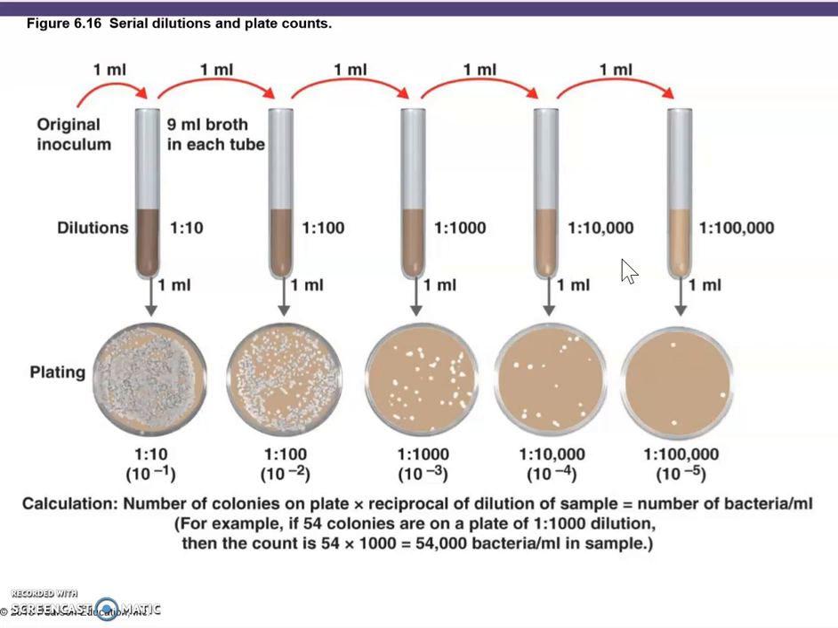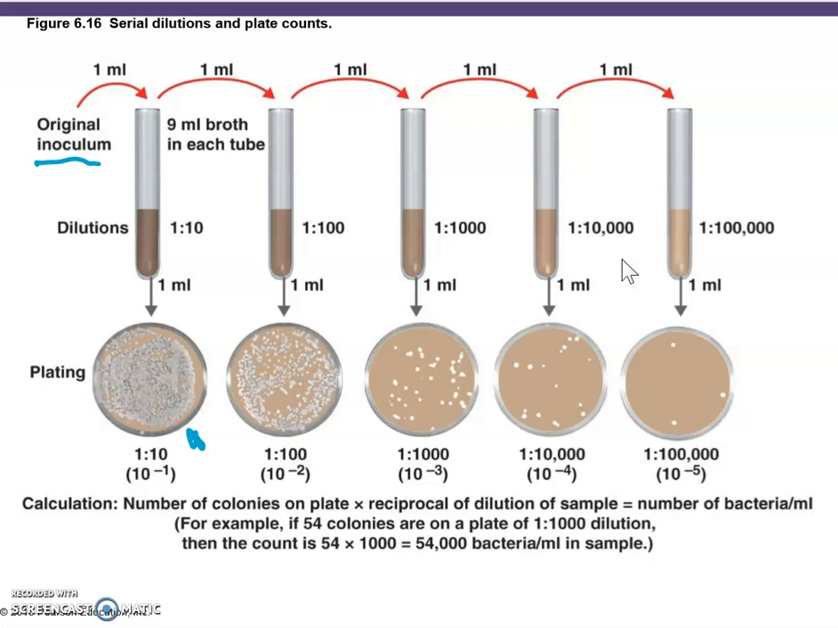So here is an example for the spread plate method. You're doing your serial dilution, so you have an original broth, some original culture, and you take 1 milliliter of that and put it into 9 milliliters of water or some phosphate saline, and then you plate 1 milliliter of that. Most likely it's so many bacteria that you don't even see single colonies. It's just going to be a lawn of bacteria, like you can see here, so no way to count that.